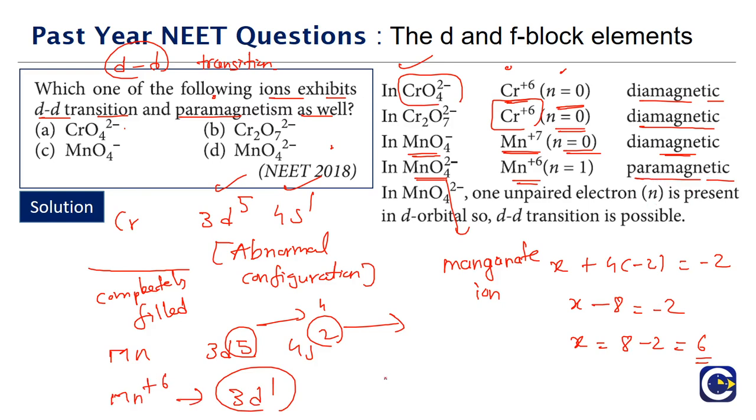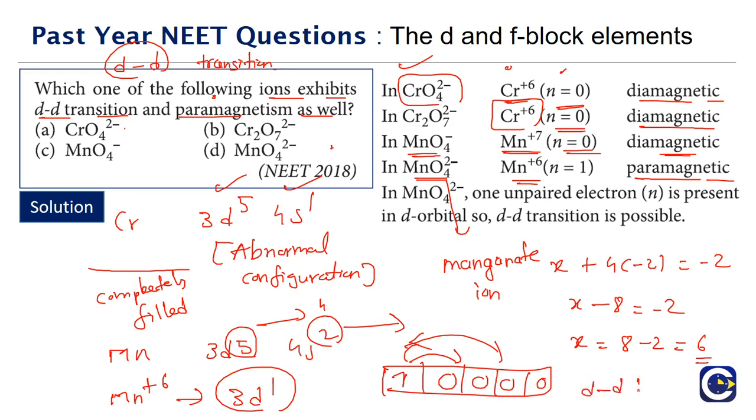Not only that, if you look at it, it is having one electron in the d. Others are all what? Other d are vacant. Means there is going to be an opportunity for the d to d transition. This lone electron can make d to d transition. So the correct answer for this is option D, which is the manganate ion, MnO4 2-.